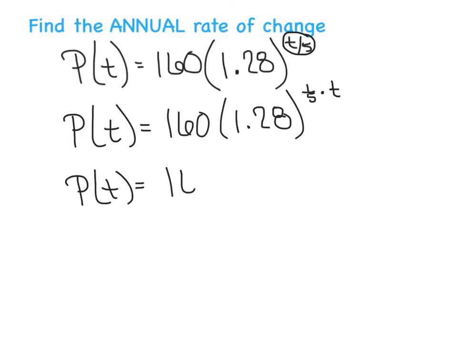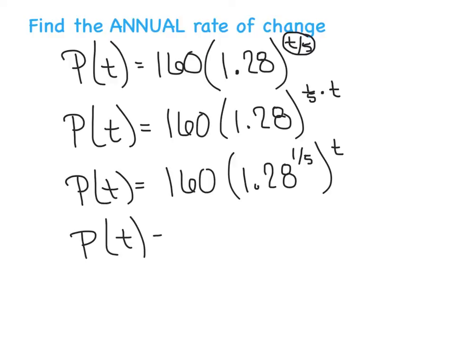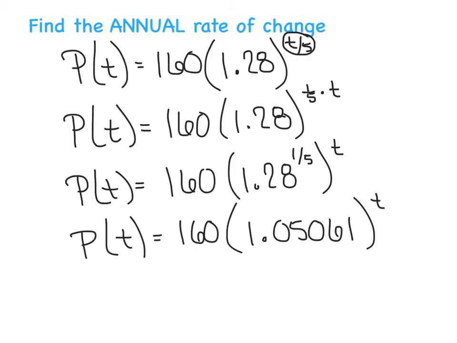And let's see, I'm going to undo that one exponent rule. I'm thinking 1.28 raised to the 1/5 raised to the t, and then I'm going to use my calculator. And when I raised 1.28 to the 1/5 power, I got 1.05061 raised to the t. And again, let's emphasize this. This coefficient right now is a 1, and that is worth celebrating.